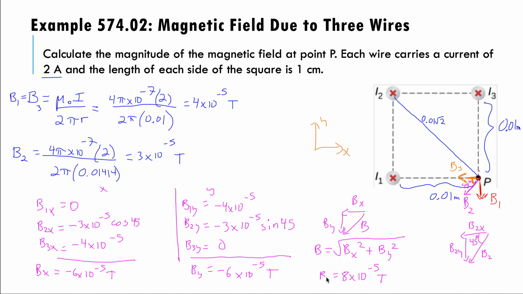If we needed to find the direction of the field, we could just use the inverse tan to find it, but we weren't asked that, so we can just stop right here. Just another example of finding the magnetic field. When you have more than one wire, you have to pay attention to the direction.